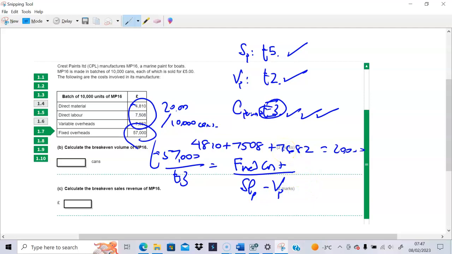So 57,000 divided by 3 gives you 19,000. So you're going to need to sell 19,000 cans. I mean, this is a natural continuation of that question, because at 19,000 cans, the break-even volume is just the 19,000 times 5, which gives you 95,000, yes? And that's really how you would deal with that. So first of all, find your break-even number of cans and then multiply that by your selling price.